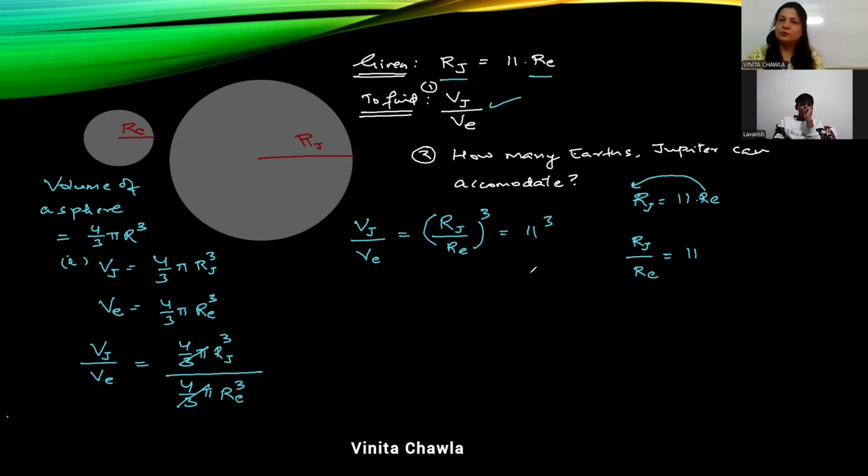You've done cubes and cube roots. So how do we take the cube of a number? We simply multiply the number 3 times. So 11 has to be multiplied thrice. When we multiply 11 two times, what do we get? 121. Now 121 into 11 is 1331.